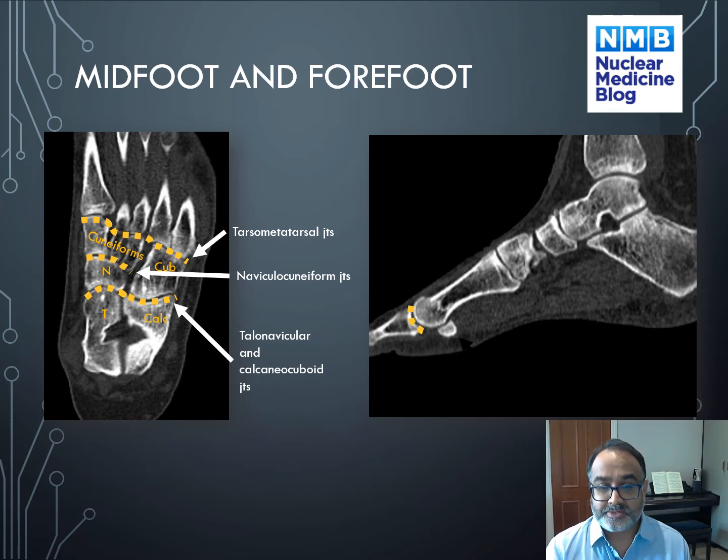Finally, if you look on the sagittal image here on the right, you'll see you can assess the first metatarsophalangeal joint and also the sesamoids in the first toe.